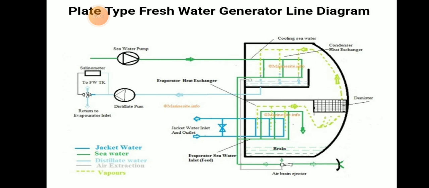Here is the picture of a plate type freshwater generator that we have discussed. Here we can see the seawater pump, distillate pump, jacket water, seawater. Here we can see the demister, then the brine ejector, evaporator feed, evaporator seawater inlet, jacket water inlet and outlet, the demister which is made of monel metal, and the condenser, and cooling seawater and all.